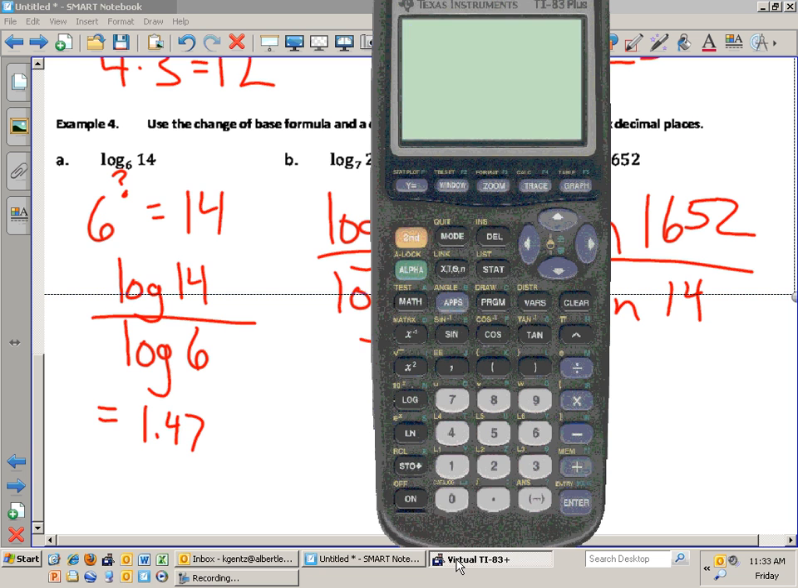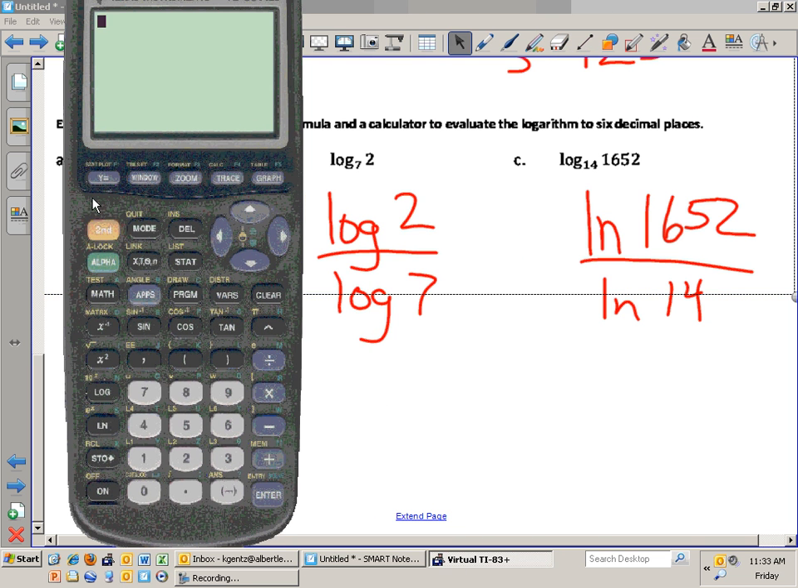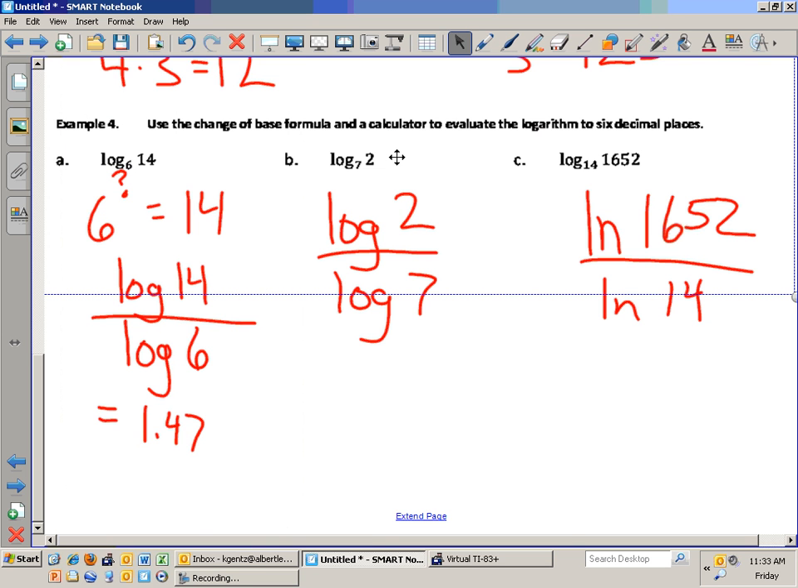The reason why I did the natural log is it doesn't matter which one you use as long as they have the same base. So what's the base of the log here? 10. What's the base here? 10. What's the base here? E. As long as they have the same base, it works out. Watch. If you go natural log of 14 divided by the natural log of 6, you're still going to come up with that 1.47. So the idea is you can change it to whatever base you want. If you made a mistake, I will come and help you figure it out.